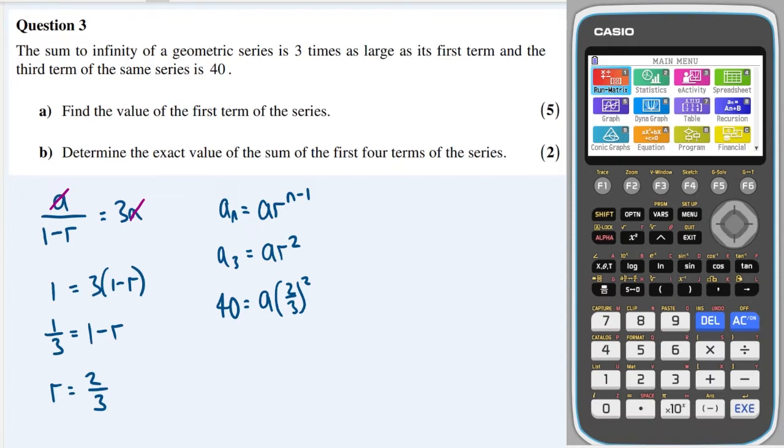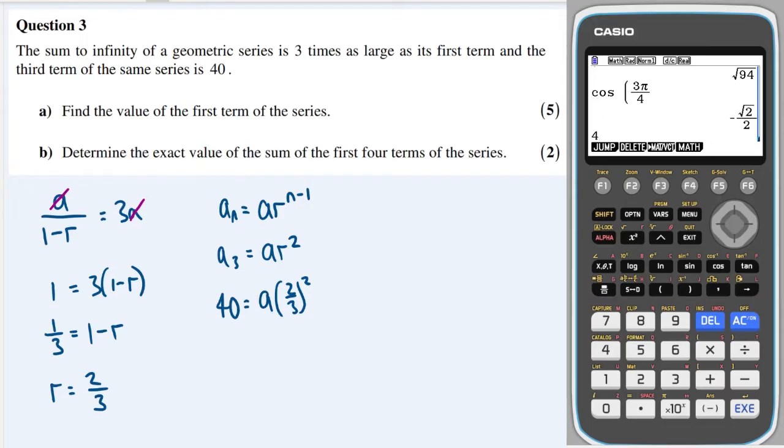So we can do, on our calculator, 40 divided by 2/3 squared, and we get 90. So a is equal to 90. Okay, great. That looks like part A is done.